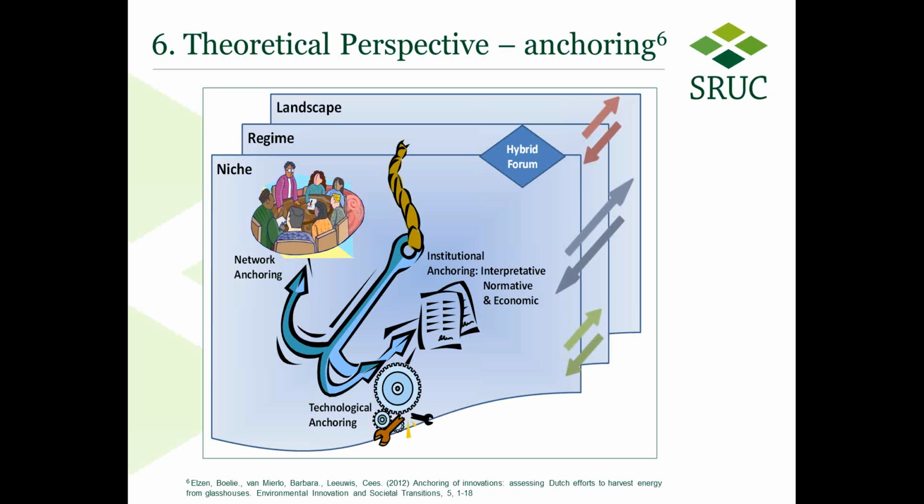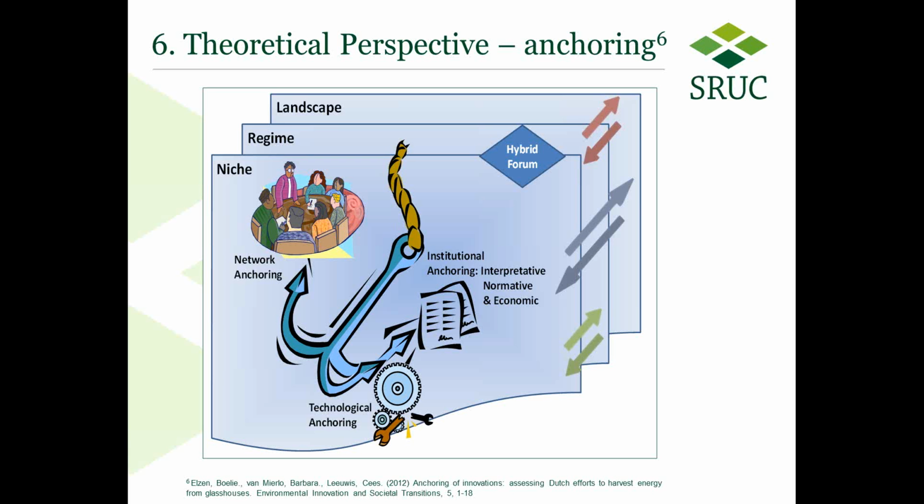And what they argued was that for innovation to take root or to become anchored, all three of those components needed to be in place. So they needed to see evidence of network, technological, and institutional anchoring before innovations moved from the niche to a regime and were able to compete at the regime level.